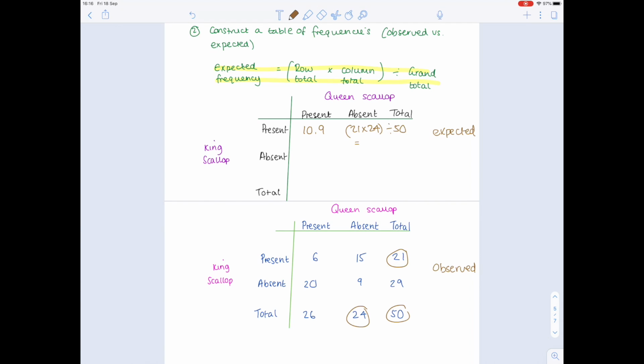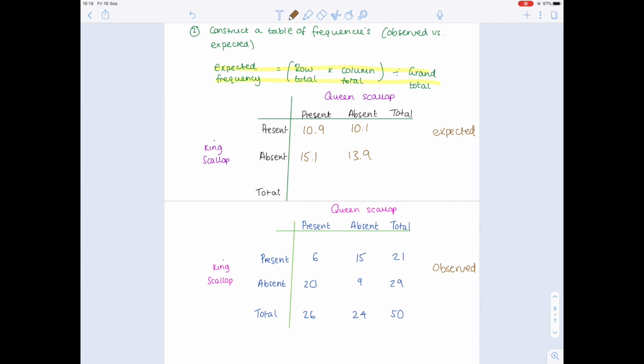And that equals 10.1. Moving on to this number now. Row total 29 multiplied by column total 26 divided by grand total 50. And that answer is 15.1. Working out this number now. Row total 29, column total 24, grand total 50. 29 times 24 divided by 50 equals 13.9.